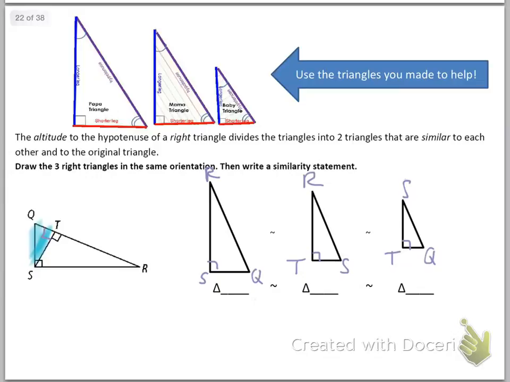If we wrote our similarity statement, we could say triangle RSQ is similar. R matches with R, S matches with T, and Q matches with S. And now my next similarity statement, R matches with S, T matches with T, and S matches with Q. And then we could, if we wanted to, mark these angles congruent: my right angles are congruent, and these angles are all congruent.